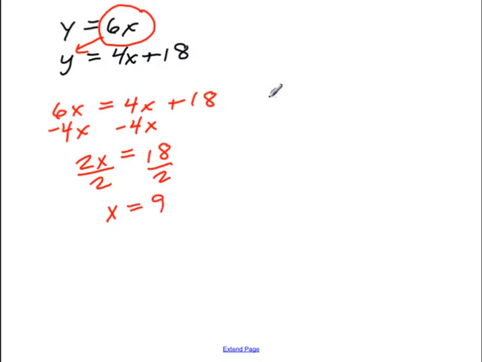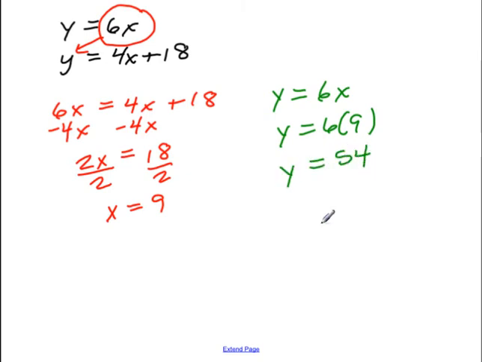So we have our first part of the ordered pair, and now we have to take what we've learned from x equals 9 and plug it back in to solve for y. So y equals 6x. So y is going to equal 6 times 9, and 6 times 9 equals 54. So our ordered pair, or the solution that's going to make these two equations true, is going to be 9 for x and 54 for y.